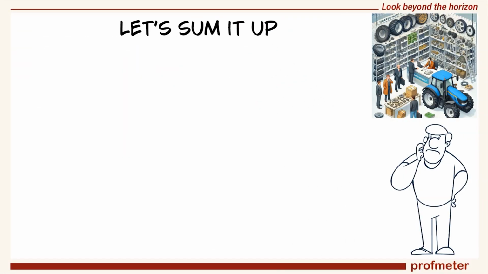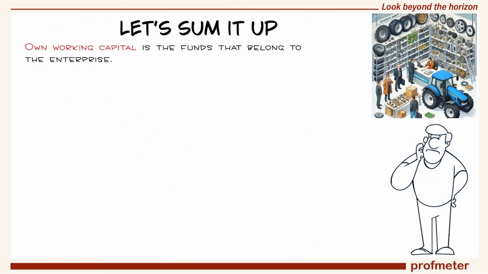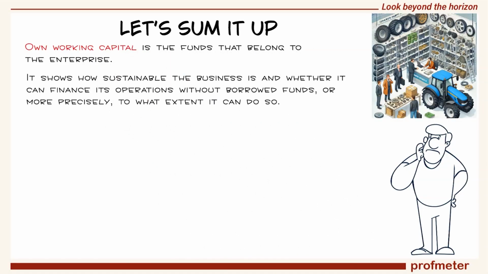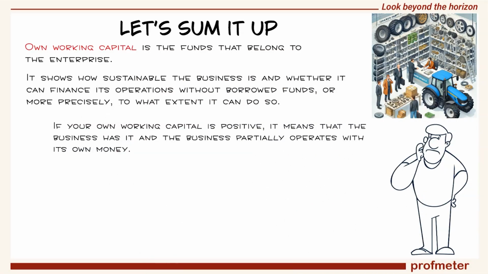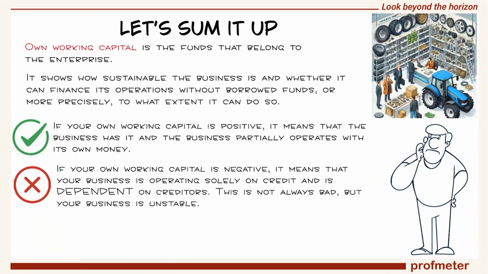So let's sum it up. Own working capital is the money that belongs to the business owner and is independent of debts and liabilities. It shows how stable the business is and whether it can finance its operations without borrowed funds, or rather, how much it can do so. If own working capital is positive, it means the business has its own resources and is partly operating with its own money. If own working capital is negative, it means the business is entirely running on borrowed funds and is walking a financial tightrope. This is not always bad, but it does mean the business is financially unstable.